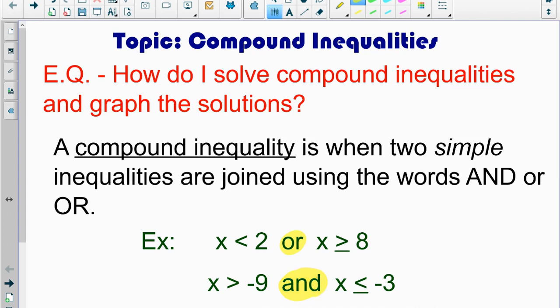If you think about compound sentences in your language arts class, that's where you have two standalone sentences combined with a connecting word in between. So compound is when you join two things together. In this case, we're joining two inequalities together to become one compound inequality. Our essential question today is, how do I solve compound inequalities and also graph the solutions? It's going to look just a little bit different than what we did in our first lesson.